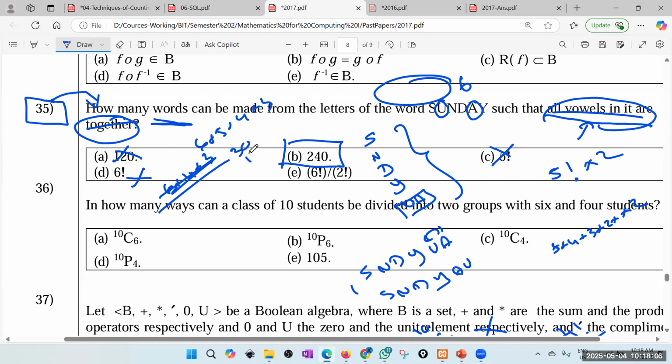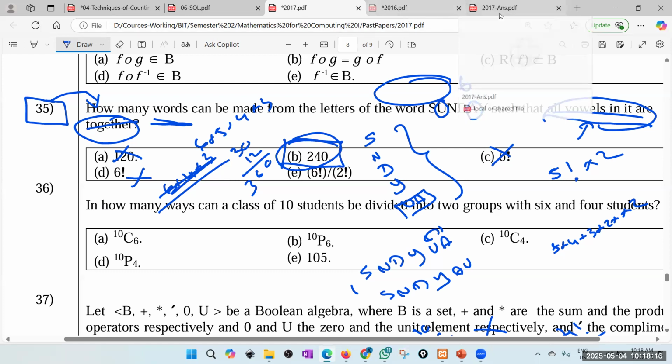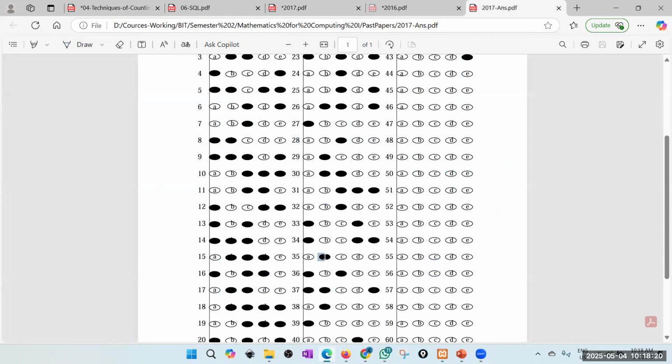30 into 12. I'll go for B, 35. I'll go for B. Okay, let's see whether 35 is the correct answer. 35, is it B? Yes, the answer is B.